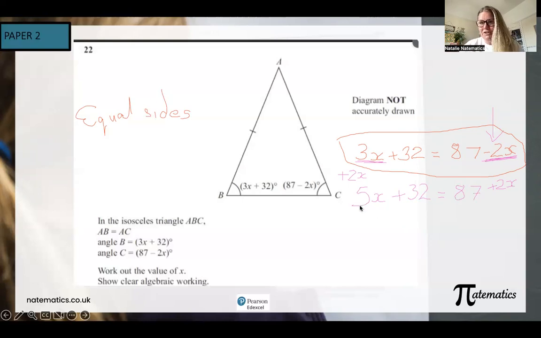It's 5 lots of a number, I don't know. I add 32 to it. Let's start that one again. I've got 5 lots of some number, I don't know, but I'm looking to find out. I add 32 to it, and I get an answer of 87. So, well, what's the last thing I did? I added 32. So I'm going to do the opposite, which is take off 32 from both sides.